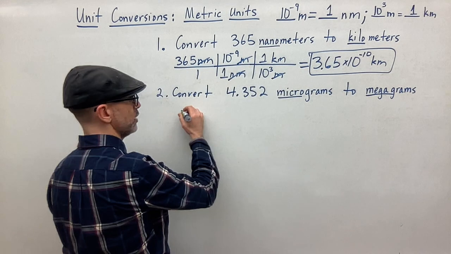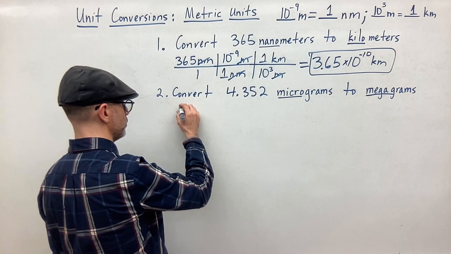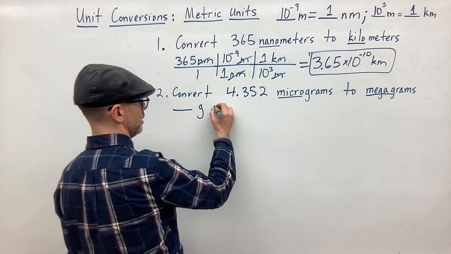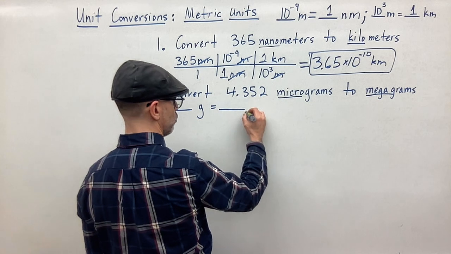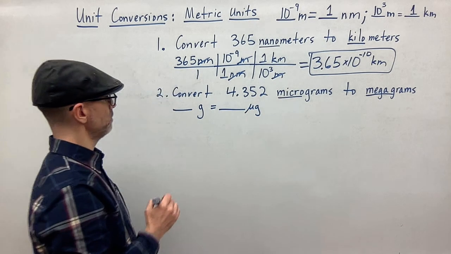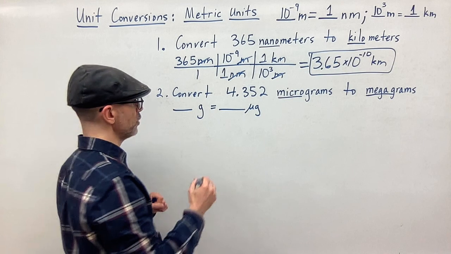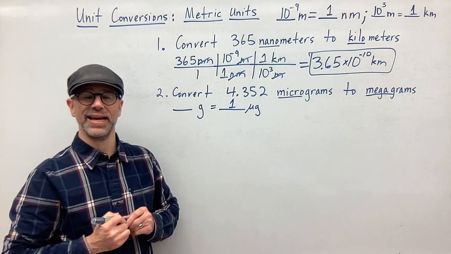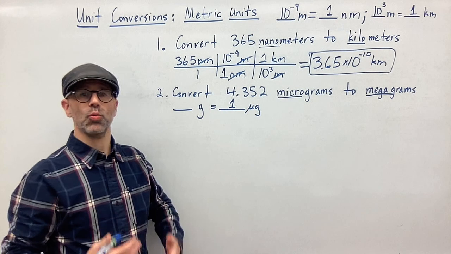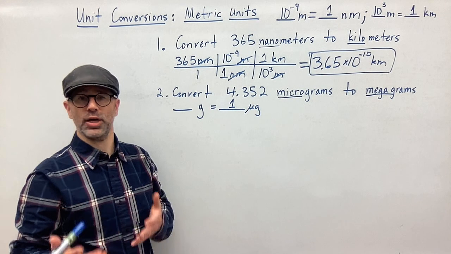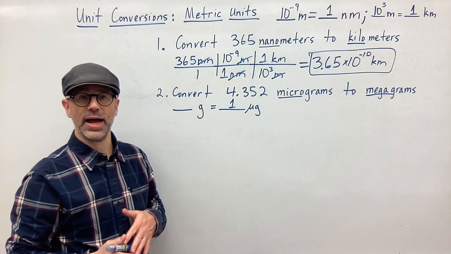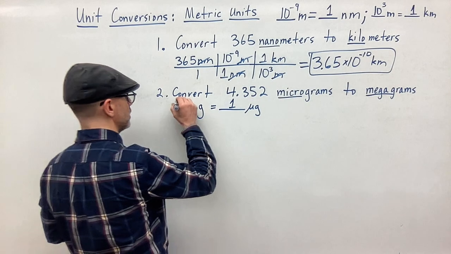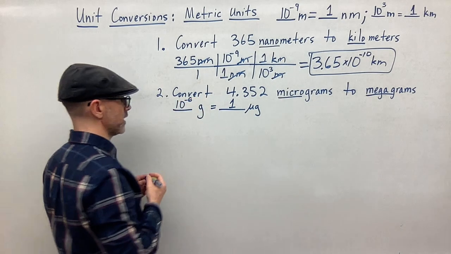So first, I need an equality between micrograms and grams, which is the base unit. So I put my line, I put grams. That's going to be equal to a certain number of micrograms. And again, I always put the 1 with the prefix unit. So 1 there. And micro means 10 to the negative 6. That's the multiplier. So it's 1 millionth of a unit, whatever the unit is. So 1 microgram is 1 millionth of a gram, or 10 to the negative 6 grams. So that's going to be 10 to the negative 6.